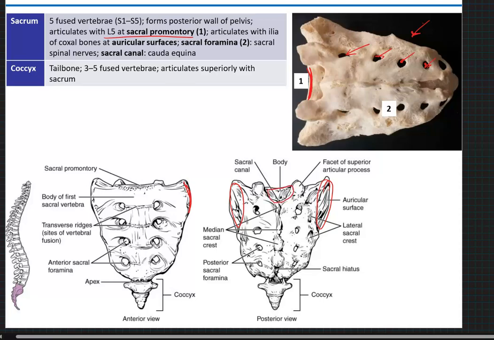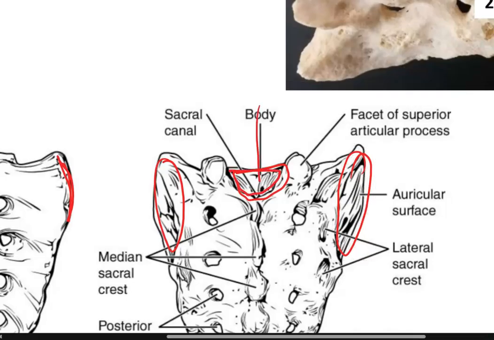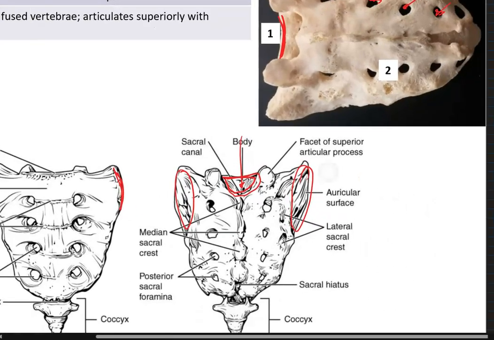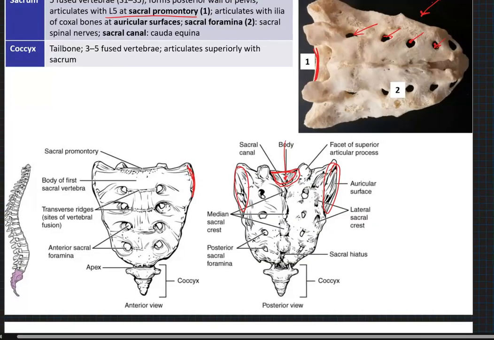Now right here you cannot see it on the image itself, but there's a canal. That canal houses the assembly of the extension of the spinal cord known as the cauda equina.